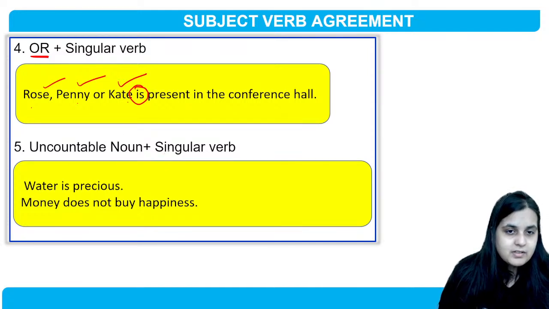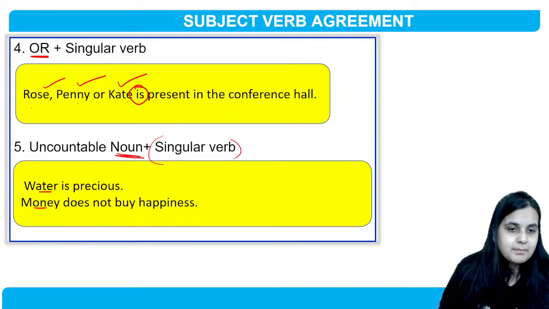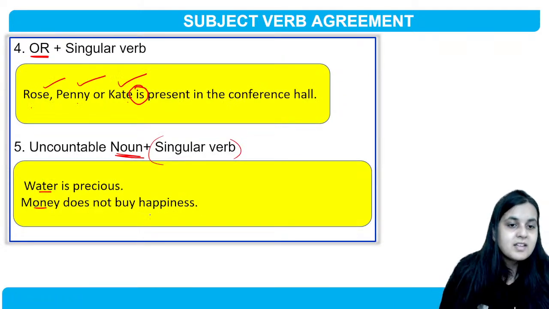Next one. This we covered in the nouns class, guys. Uncountable nouns like water, money. Uncountable nouns take a singular verb. Water is precious. Sugar is sweet. Money does not buy happiness. You will not say 'do not', you will say 'does not', 'does' is singular. Uncountable nouns are definitely singular unless you use countable units of an uncountable noun.